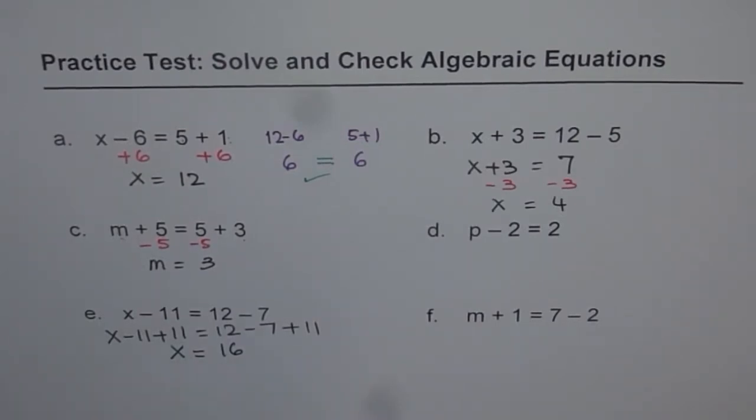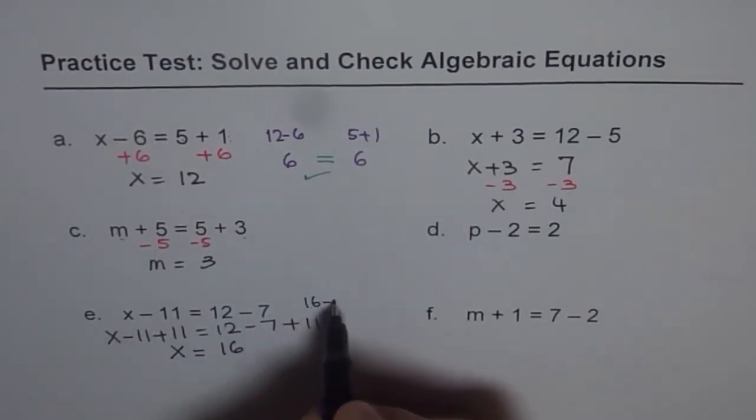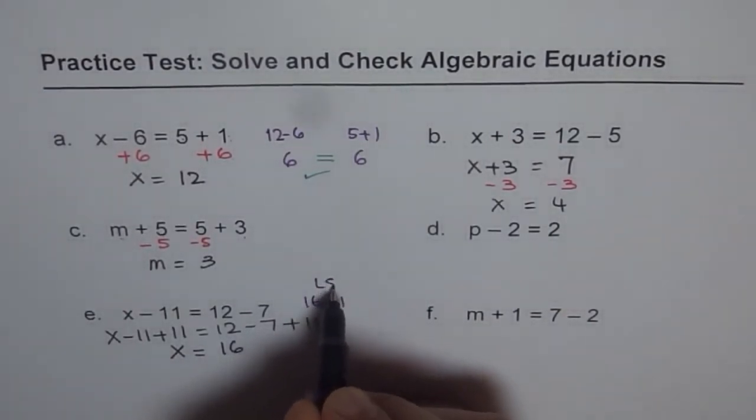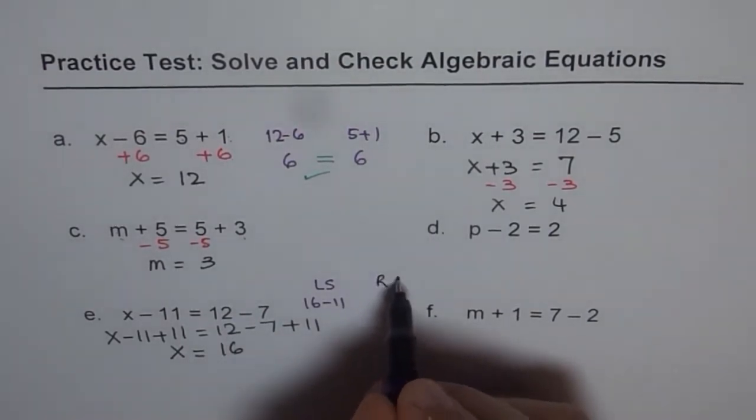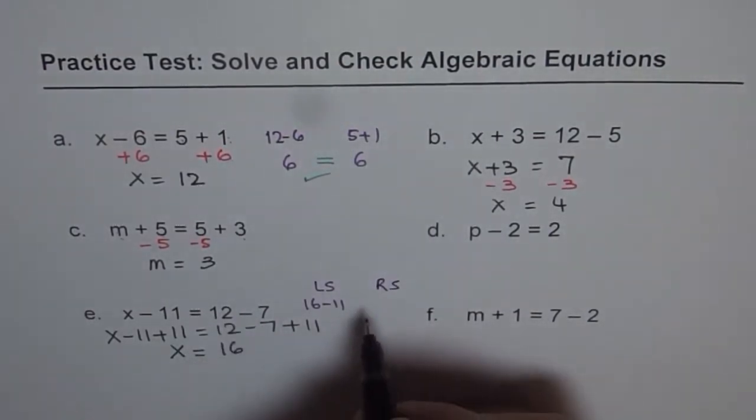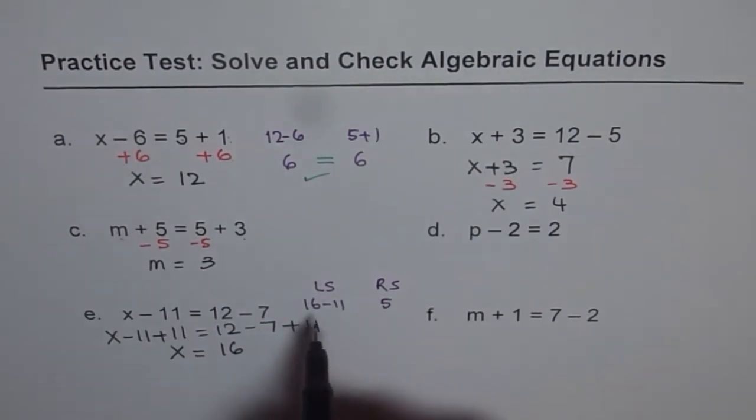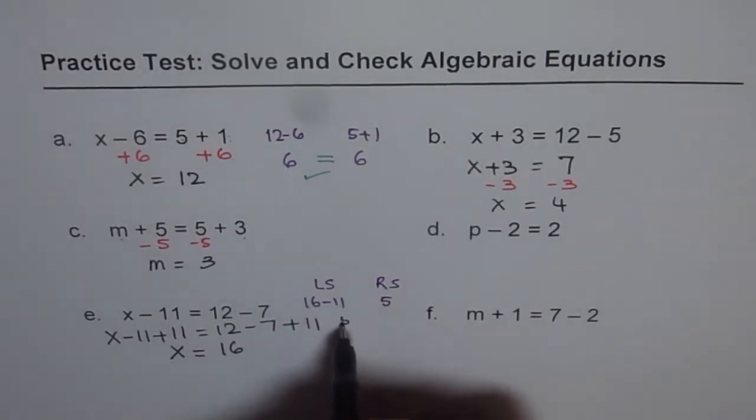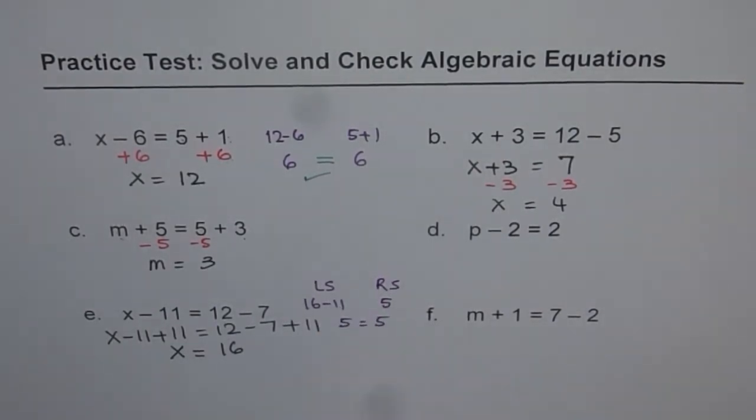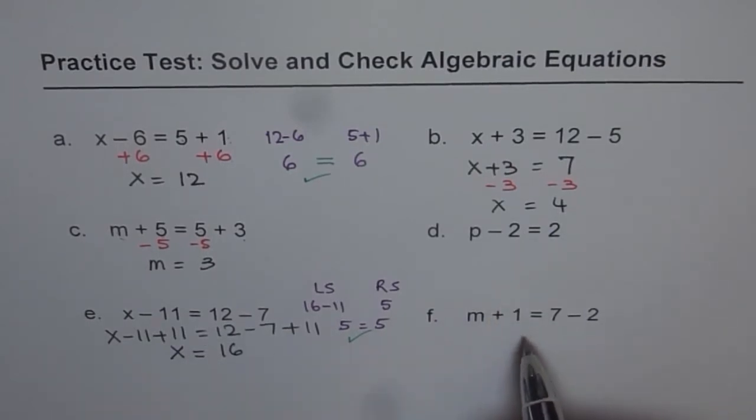Now to check it, you will write 16 for x. So you'll get 16 minus 11. That is your left side. Is it okay? And on the right side, you have 12 minus 7, which is 5. 16 minus 11 is also 5. So you get 5 equals 5. That is correct. So that is how you can check, right? So this is also a very good method, and it helps to get the answer very fast. So we'll adopt this method for these two questions.